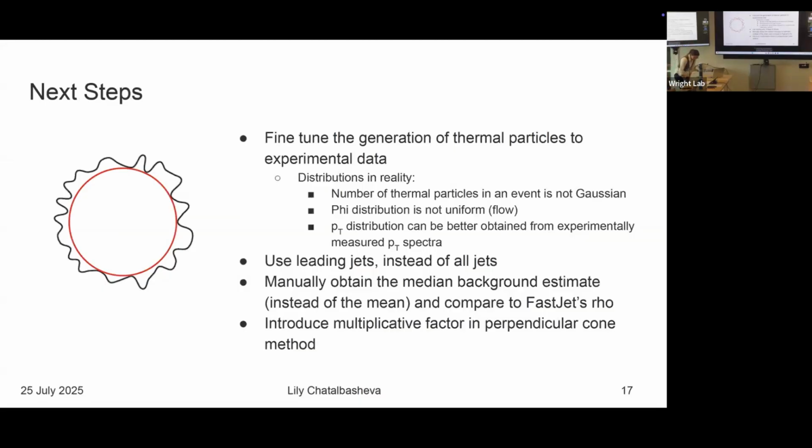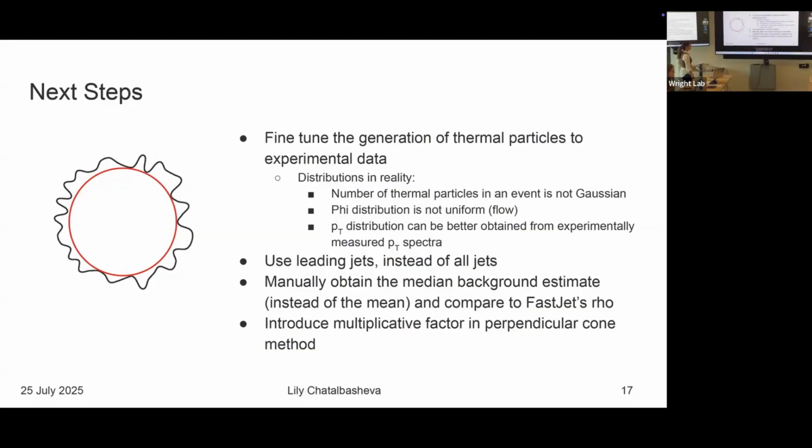So the next step is just to fine tune really how we generate our thermal particles to experimental data. Currently, there's so many things imperfect with our distributions. So in reality, the number of thermal particles that we have in an event is not Gaussian. So we can mimic that more closely to experiment. And then the phi distribution is also not uniform, while in my model, we did assume that it followed a uniform distribution.